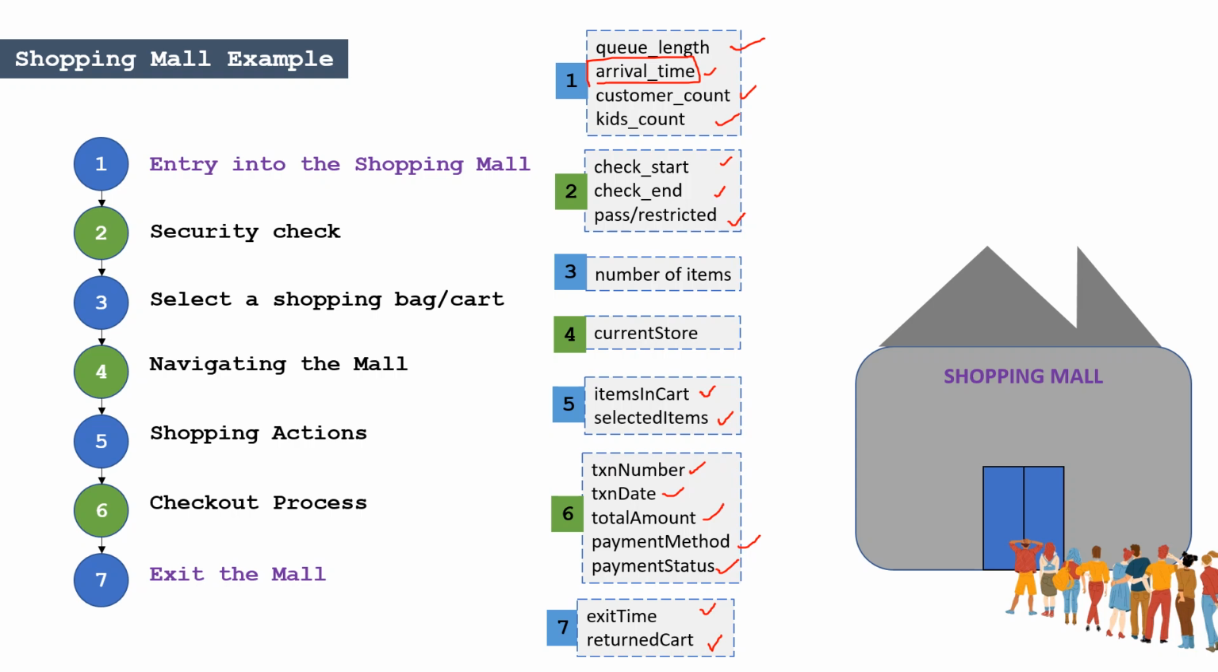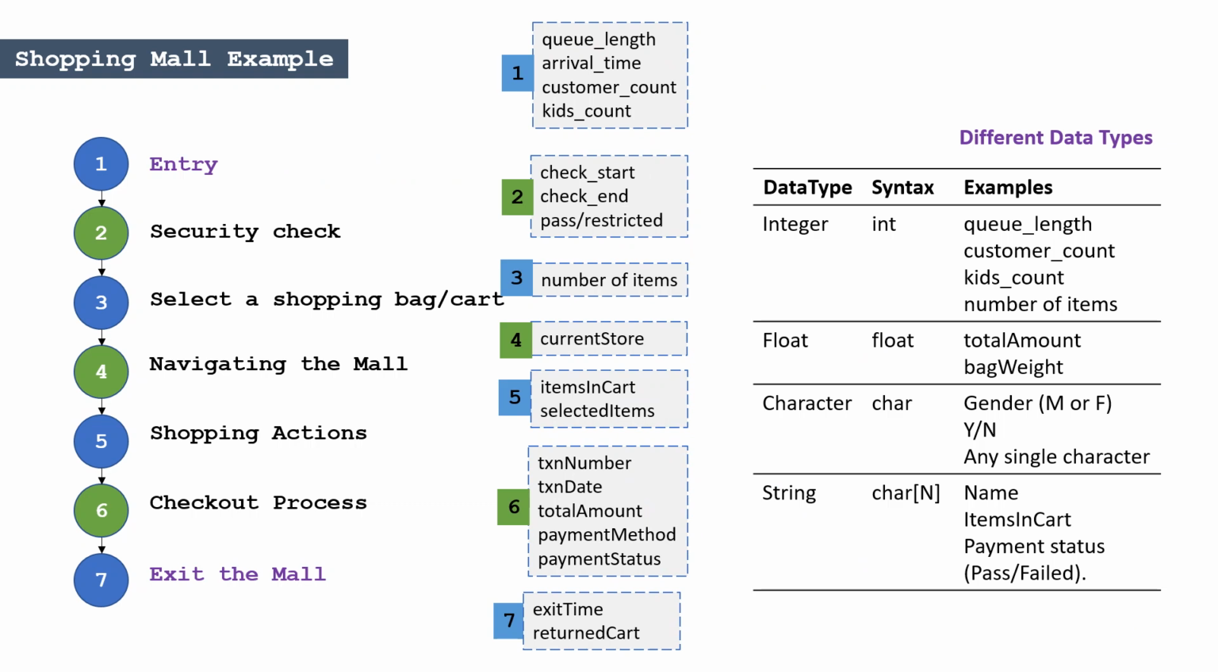Now this data you have identified from the shopping mall example. Let us see which data types are there. In C programming there are a total of 3 types, that is integer, float and character. If you want to print a string, you can use a string data type, which is nothing but an array of characters.